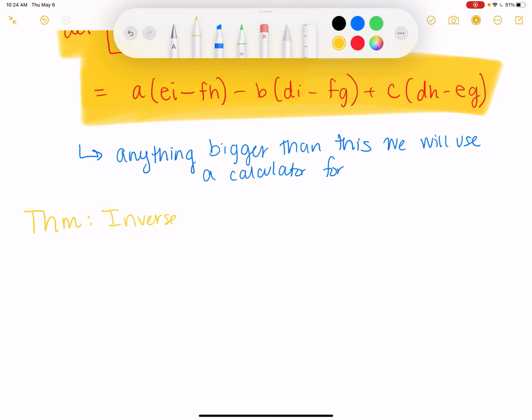Inverses of n by n matrices, and then examples. We've got a whole page left.